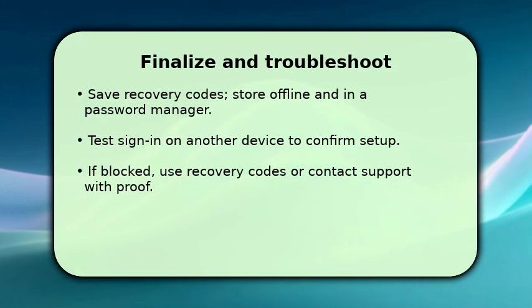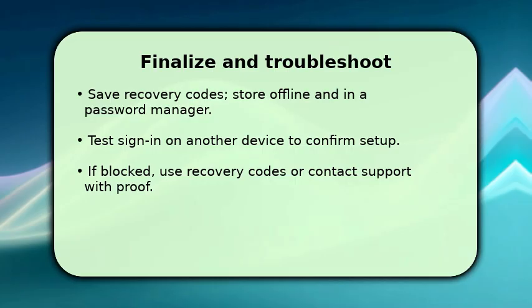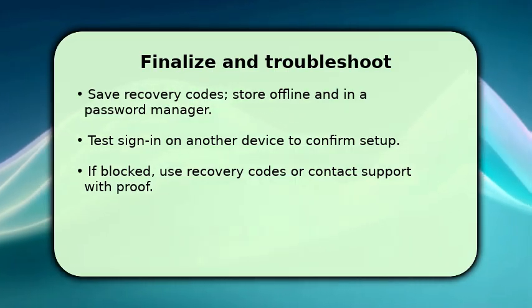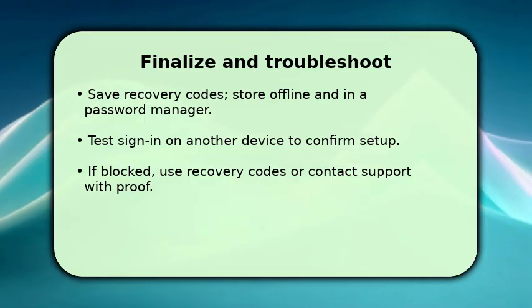To finish, save recovery codes and store them securely. These are your last resort. Once saved, sign out and test signing in to confirm the two-step flow works from a different device. Make sure your primary and backup methods are listed in account settings so you can remove old phones.